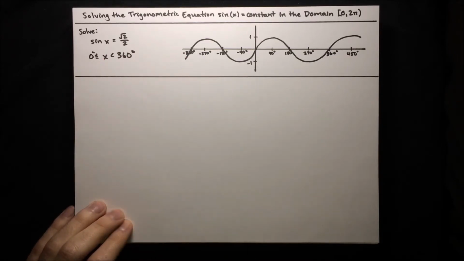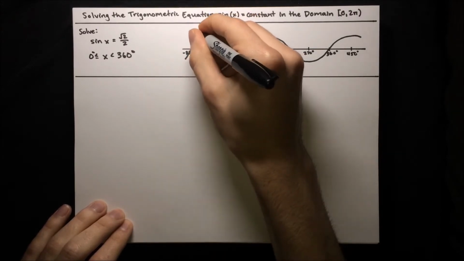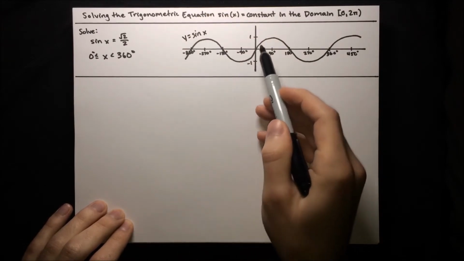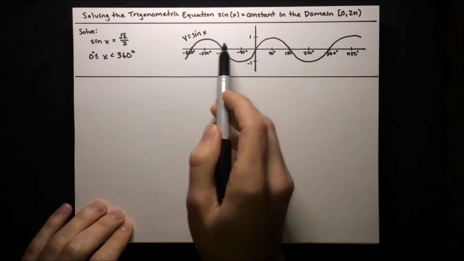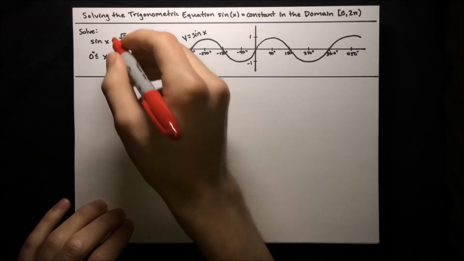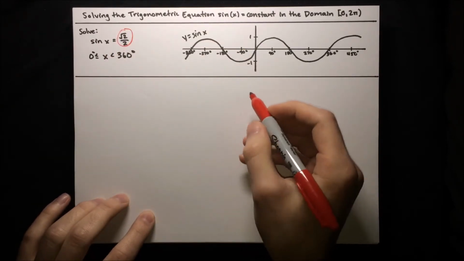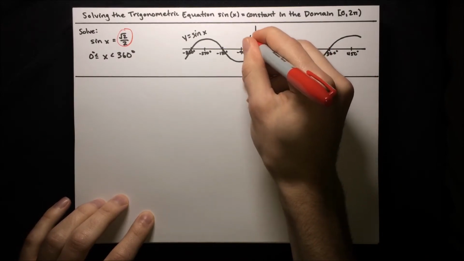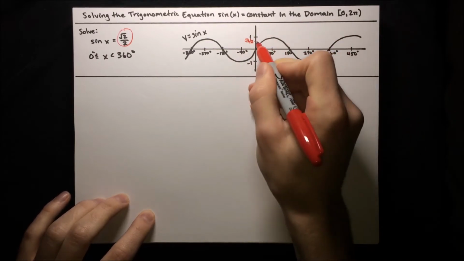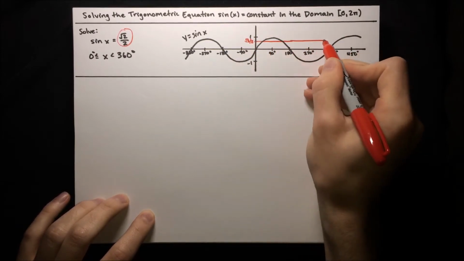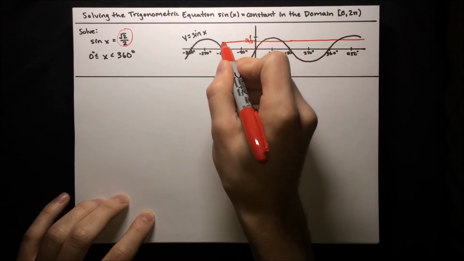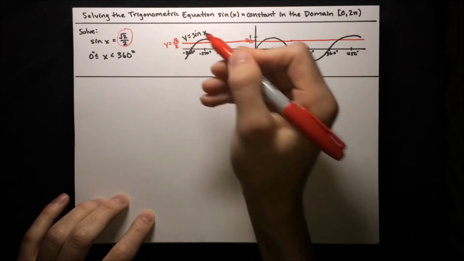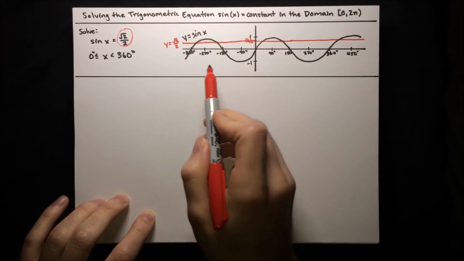So here's a graph of sine of x. The graph y equals sine of x. And we are looking for where this graph intersects the line y equals root 2 over 2. So that's what we want sine of x equal to. And root 2 over 2 is a little over 1/2, so we'll write it over here. This is root 2 over 2, and we'll draw the line here. So this is the line y equals root 2 over 2. Okay. So now we want to see where this intersects.